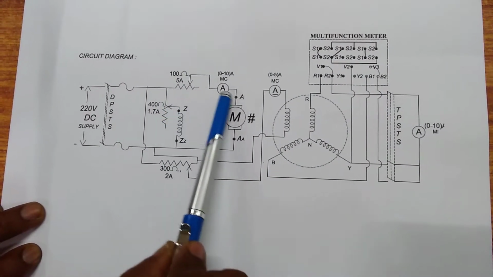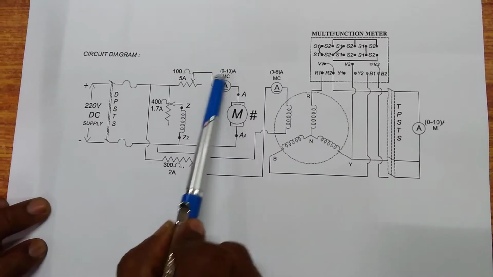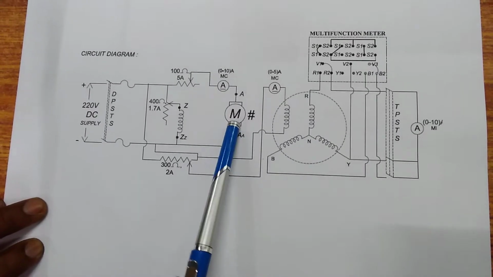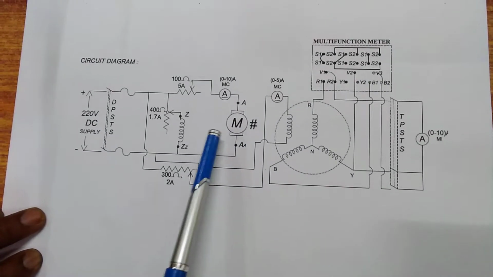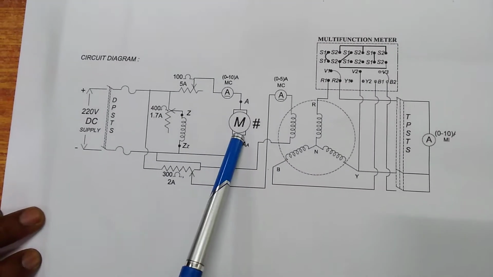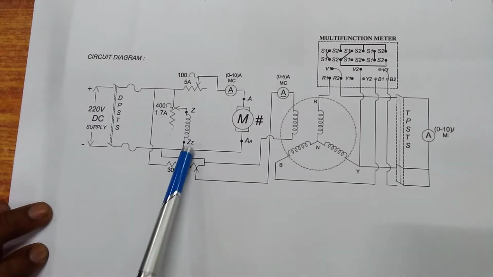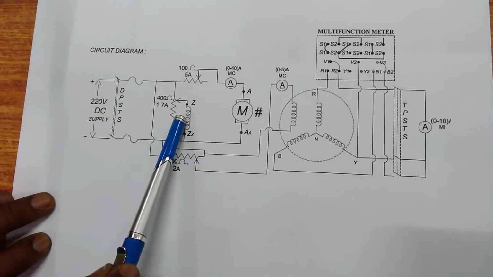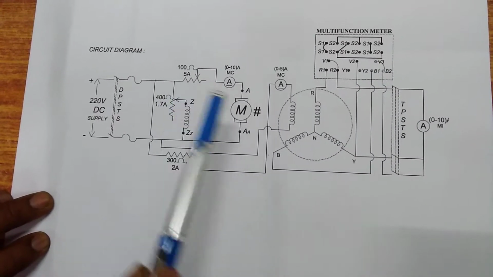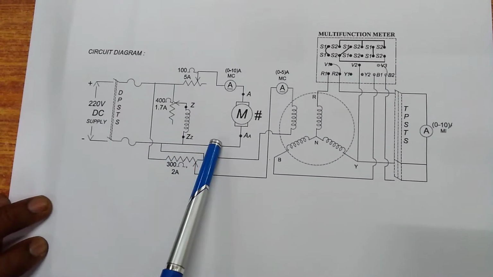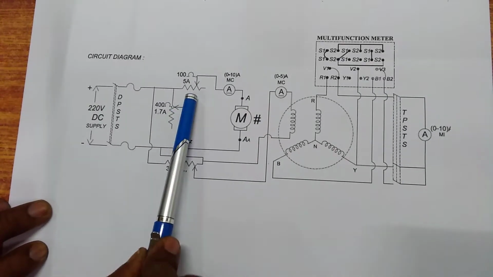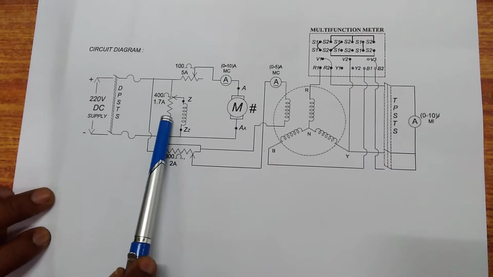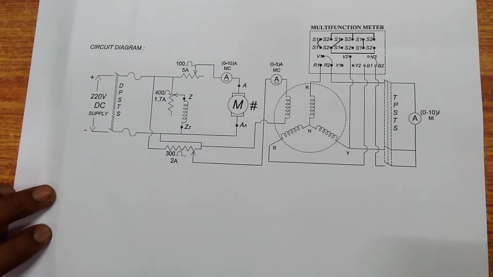In order to measure the armature current, an MC type ammeter is connected in series with the armature of this DC motor. Next, the field winding of this DC motor, the shunt field winding ZZZ, is connected in series with a field rheostat. So the main precaution we are going to follow here is that the armature rheostat must be kept in the maximum position and the field rheostat must be kept in the minimum position.